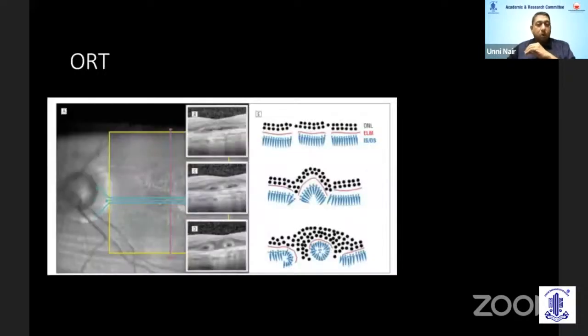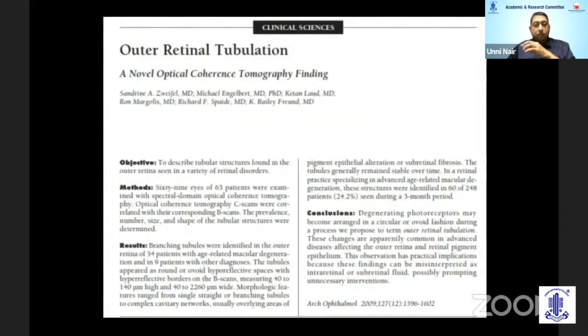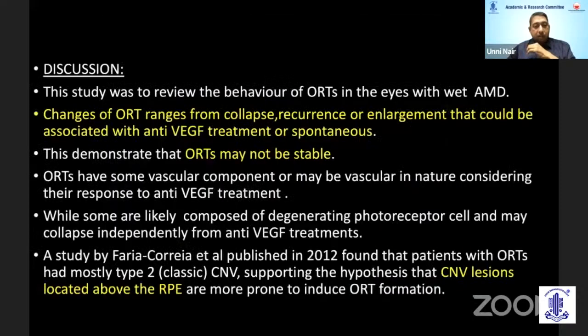A quick word about ORTs. ORTs, or outer retinal tubules, are a protective mechanism of focal RP cells which curl around each other in an attempt to protect themselves. Yes, that's the simplest way you can say it. So there are studies which define ORTs. But the funny thing about ORTs is that ORT does not equate to death.